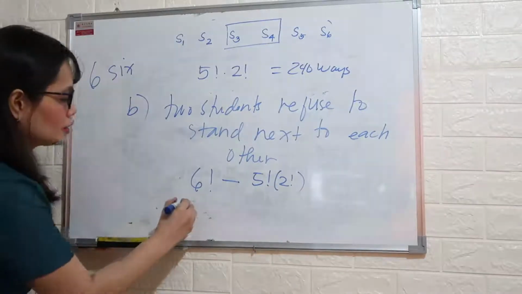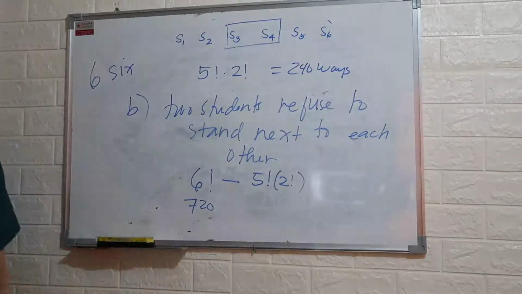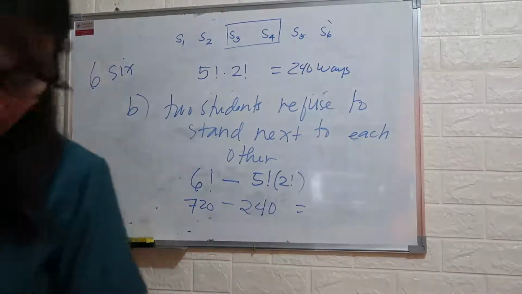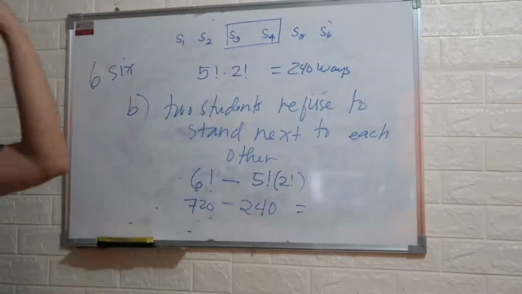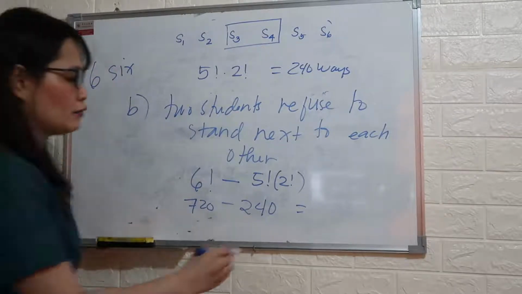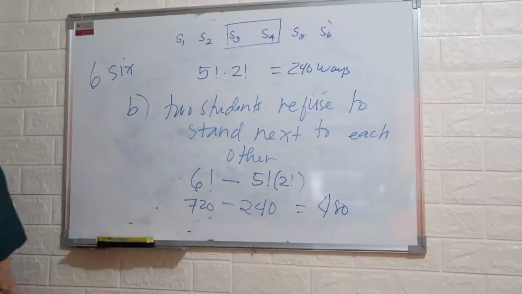Okay? So that will be 720 minus 240. So what will be the answer? 720 minus 240 is 480. Okay, 480.